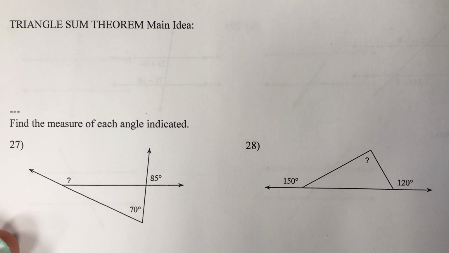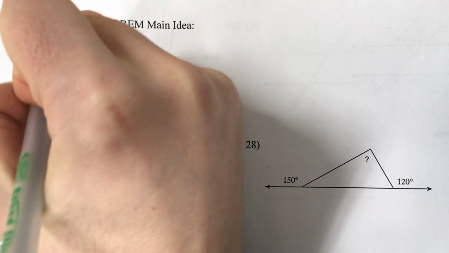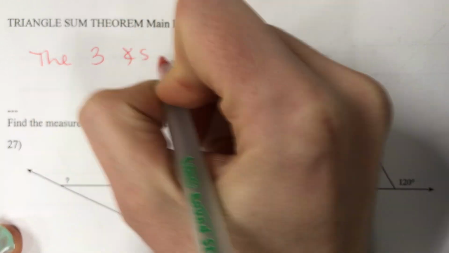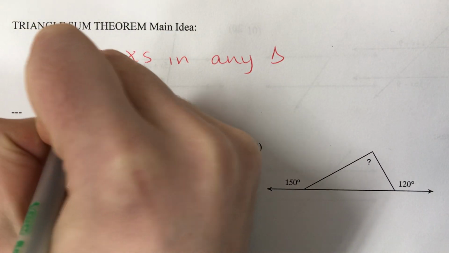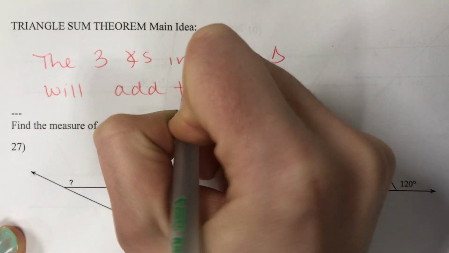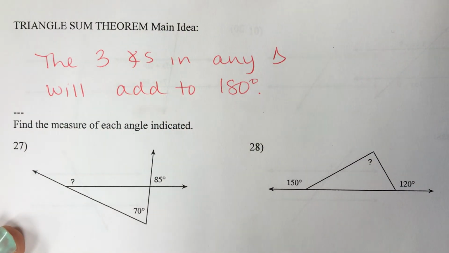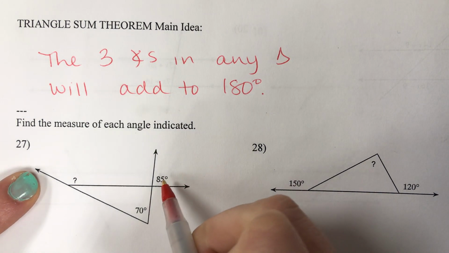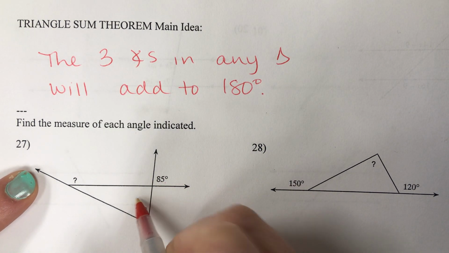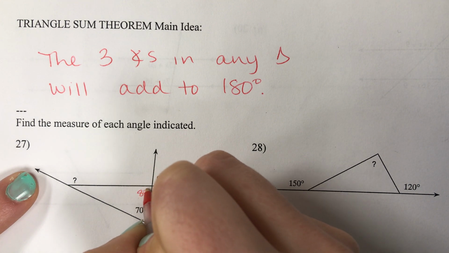So just to review, the triangle sum theorem states that the three angles in any triangle will add to 180 degrees. As we saw in class, we were able to use that fact here. And we saw that this was 85 degrees. This is its vertical angle, so it must also be 85.